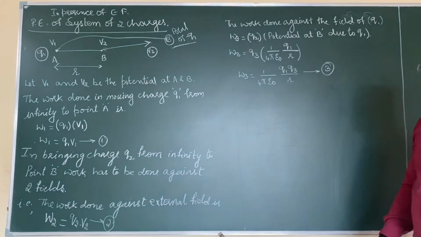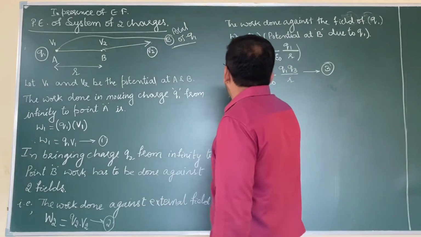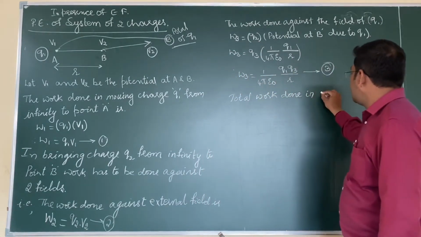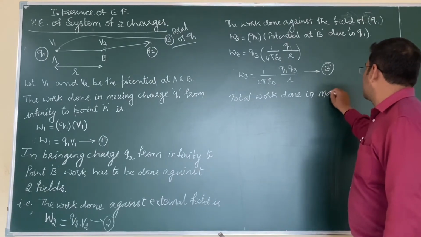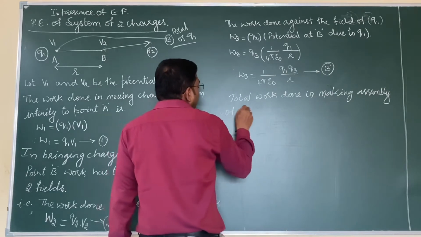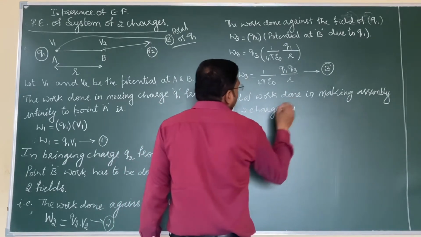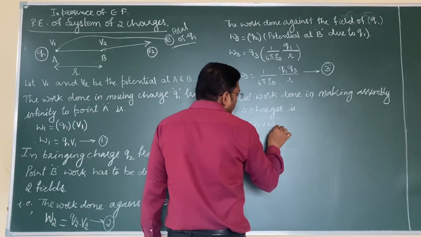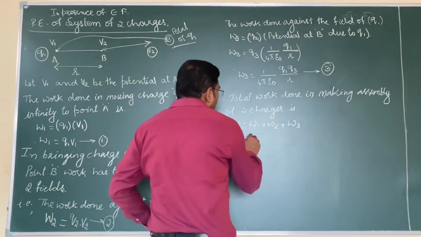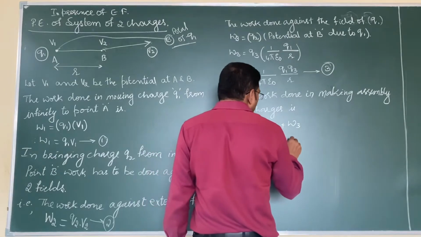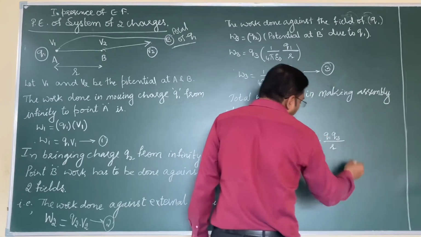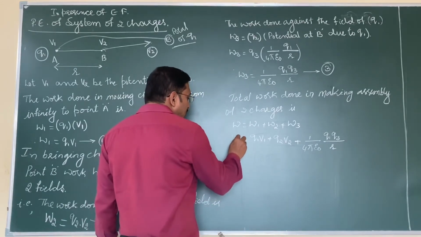Call this equation 3. Now the total work done in making the assembly of two charges is W is equal to W1 plus W2 plus W3. That is, how much work for bringing the first charge, and how much for bringing the second charge. That is equal to q1 V1 plus q2 V2 plus 1/4 pi epsilon naught into q1 q2 divided by r. Therefore this is the total work done.